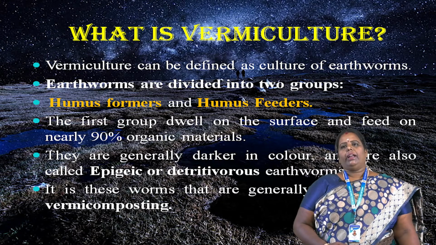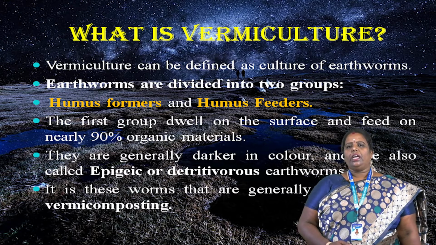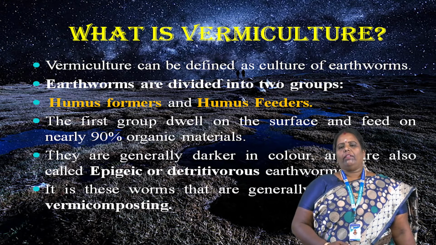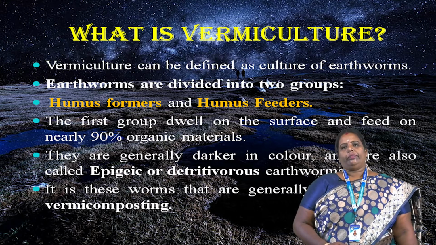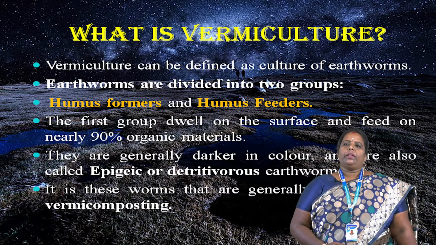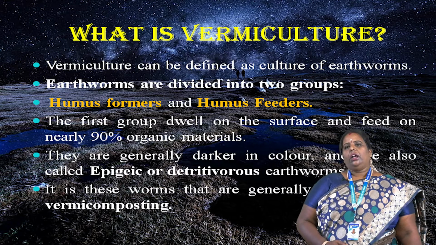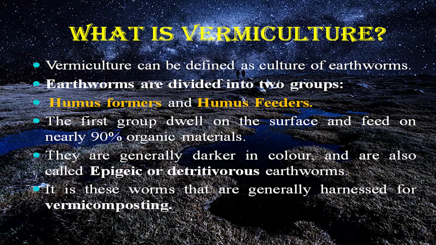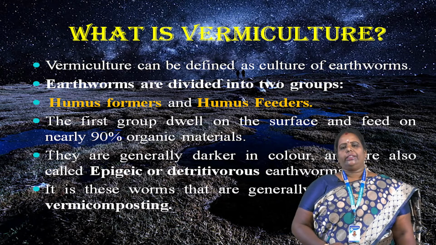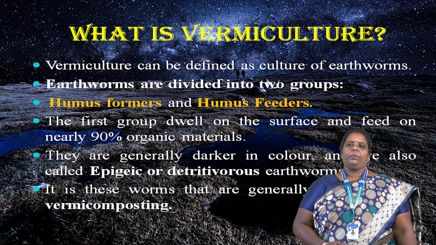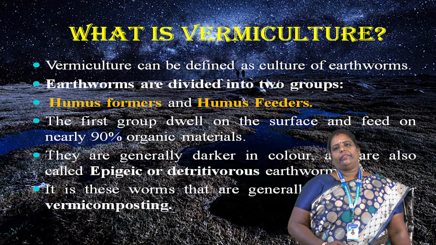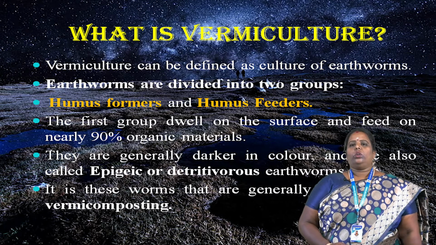The first group dwells on the surface and feeds on nearly 90% of the organic matter. Dwelling means a burrowing habitat on the surface. The humus former fully digests the organic matter, and it is generally darker in color. It is also called the epigeic form or detritivorous earthworm. These worms are hardy and important for vermicomposting. Why? Because it digests 90% of the organic material from the soil. So that is very important.